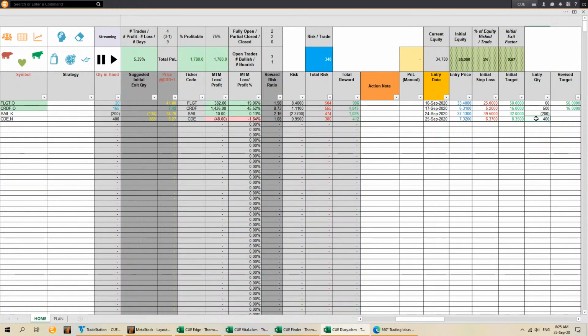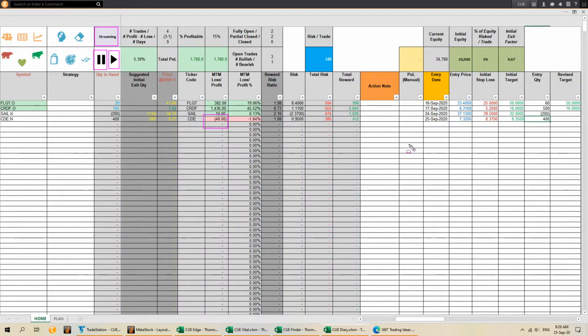So now I got filled, and you can see now, because it is using live streaming data, and you may switch off live streaming using the pause button, restart streaming by clicking the play button. Right now streaming is on. It is calculating the PNL in real time. That is mark to market loss and profit.